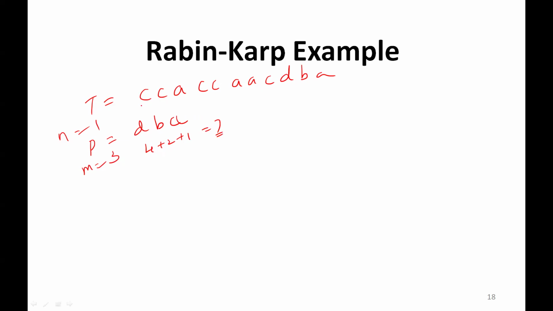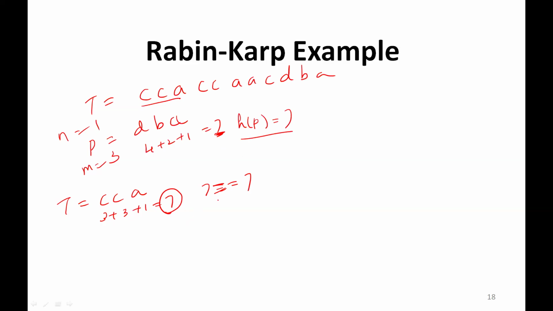Now, let us check the first three characters. T is equal to CCA with DBA. What is C? It is 3 plus 3 plus 1. That is also a 7. See, 7 is matching the hash value of the pattern, that is 7. But is it a match? No. Why? Because the first character here is a D and here it is a C, and it is not matching. Okay, we're going to take another example.